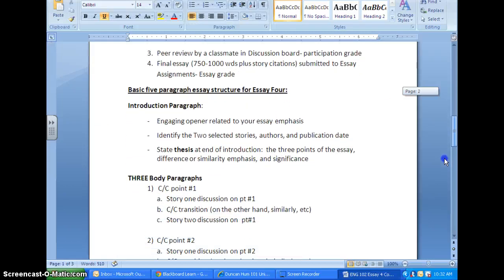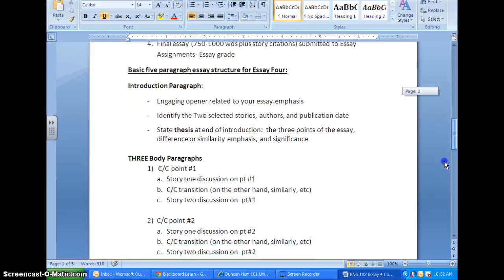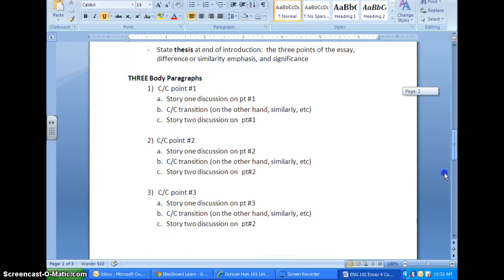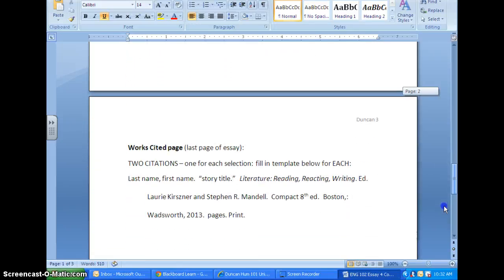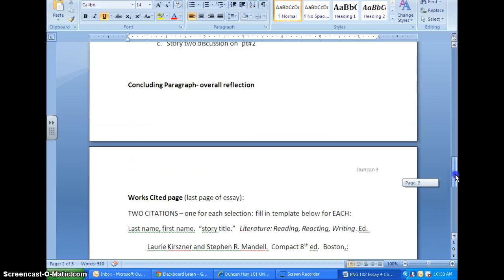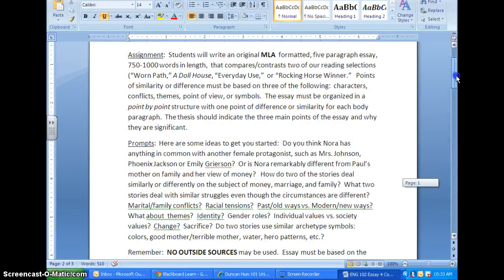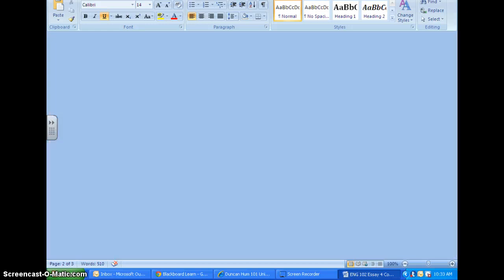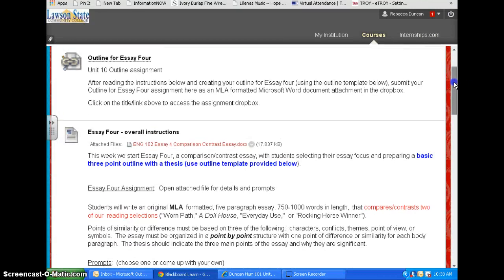Okay. This is a reminder of your 5-paragraph essay structure, and see how it follows the outline that you're putting together. Okay. And then it has about your works cited page, because actually this time you'll need 2, because you have 2 stories. So you'll have a citation for story number 1 and a citation for story number 2, and a nice little template to work from there, although there's been some in your book and there's been some in Blackboard. But there you go, everything that you need for it.